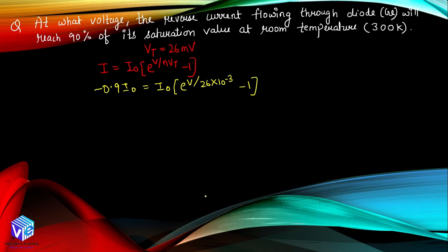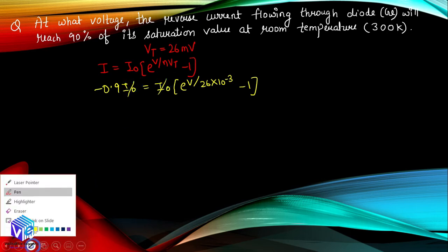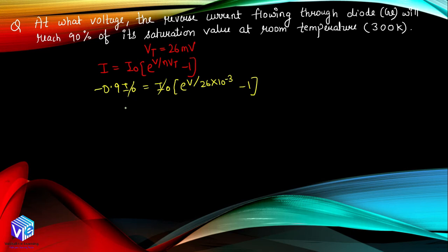So you just need to solve this equation. So you can easily solve this equation. So here you can first cancel out I naught and then simplify it. So here we will be having minus 0.9 plus 1 will be equal to e raised to power V upon 26 into 10 raised to power minus 3. So which gives 0.1 is equal to e raised to power V upon 26 into 10 raised to power minus 3.